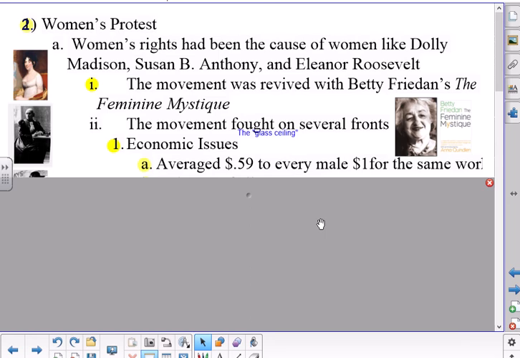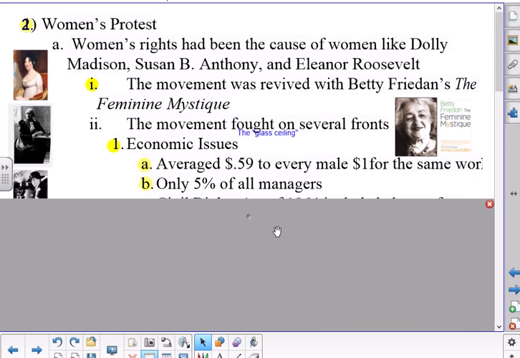Now you might say to yourself, "There's no way it's like that today." That is correct. It's not the same way today. It's 85 cents for every dollar, which is better, but insane that it's still 15% less for the same work. So economic issues were absolutely out there. There were only 5% of all managers in the 1960s. That has certainly increased. I don't have any modern numbers on that at the moment, but women were just not perceived at the time to be in a position of leadership.